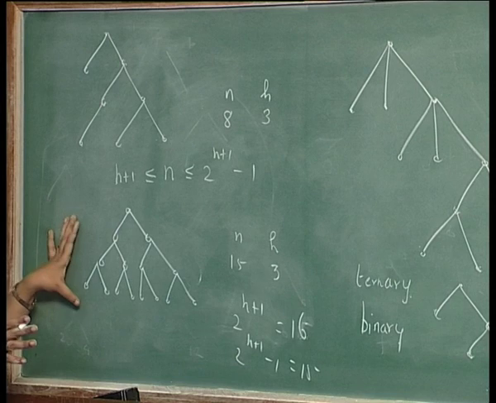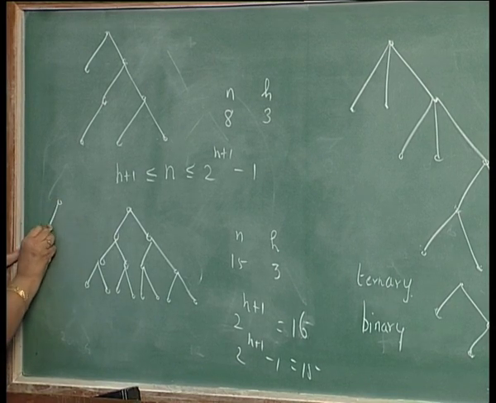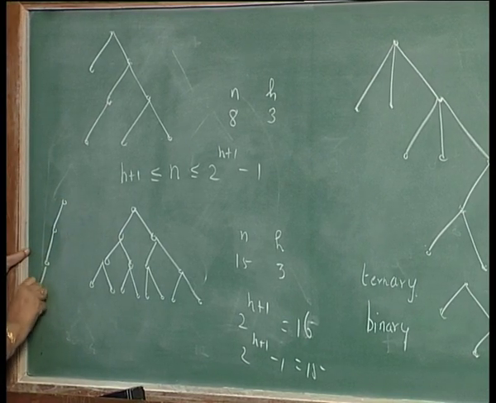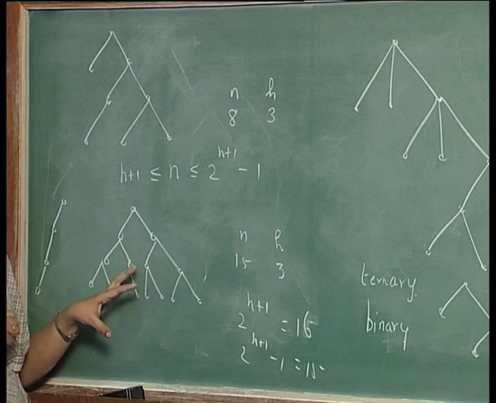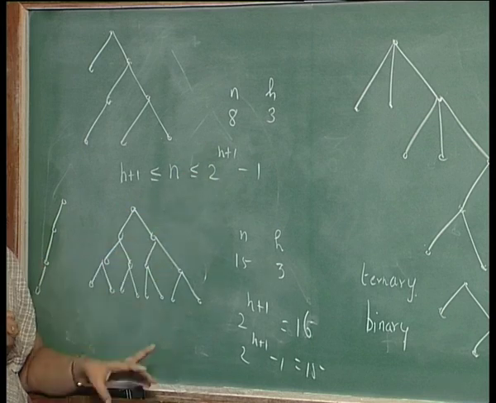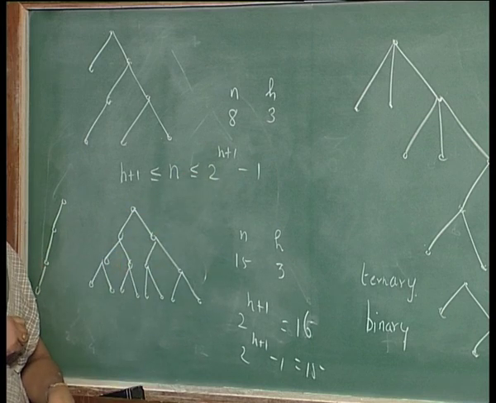For height 3, the minimum number of nodes you can get is 4. The maximum number of nodes you can get is 2 power h plus 1 minus 1, 15 you can have. You can also get it like this.